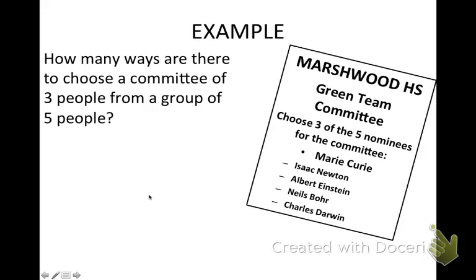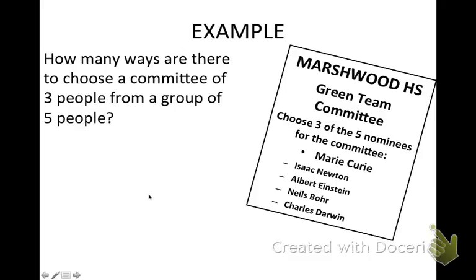All right, what if, here's the green team committee. We've got to choose 3 of the 5 nominees for the committee. I don't know why Marie Curie's bigger. I guess they really want you to vote for her. We got Isaac Newton, Albert Einstein, Niels Bohr, and Charles Darwin.